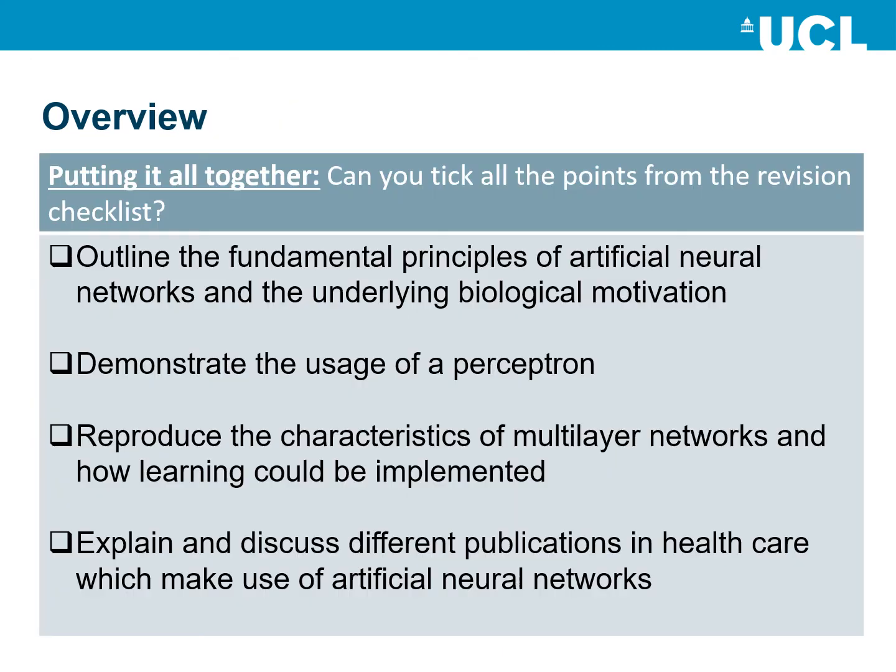So as a conclusion, we talked about the following learning outcomes. We talked about the fundamental principles of an artificial neural network and the underlying biological motivation. We demonstrated the usage of a perceptron algorithm, and you saw a couple of computational examples for the perceptron algorithm. We also looked at the characteristics of a multilayer network and how learning could possibly be implemented with a backpropagation algorithm. You have more material to read online and to discuss different publications in healthcare which make use of artificial neural networks.